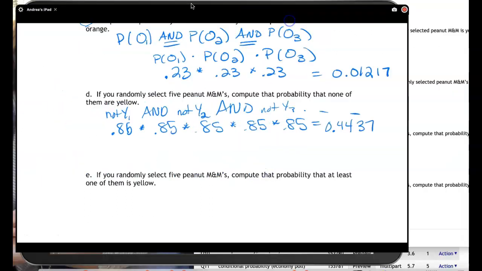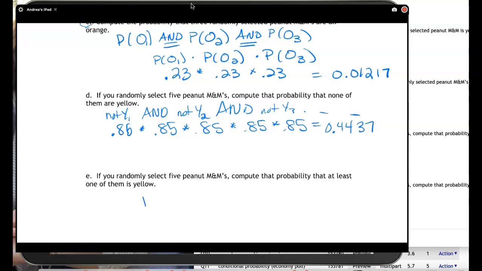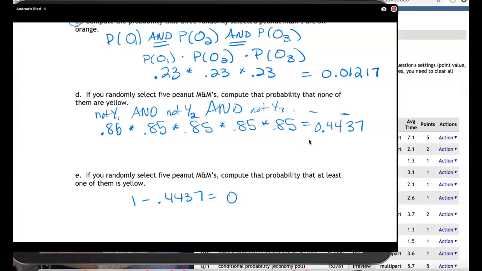All right. Okay, this last one then is if we randomly select 5 peanut M&Ms, compute the probability that at least one of them is yellow. Well, if you look at part D, we found the probability that none of them are yellow. So it's actually just going to be the complement of this, 1 minus 0.4437 to make at least one of them. That would be 0.5563.